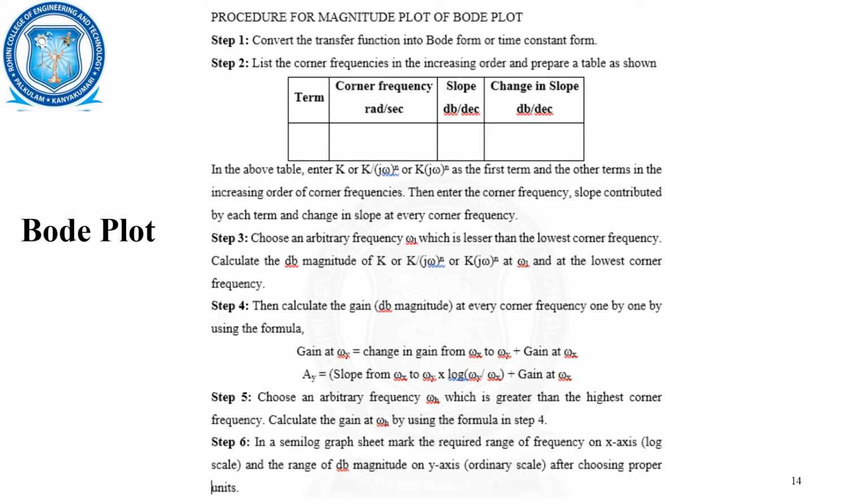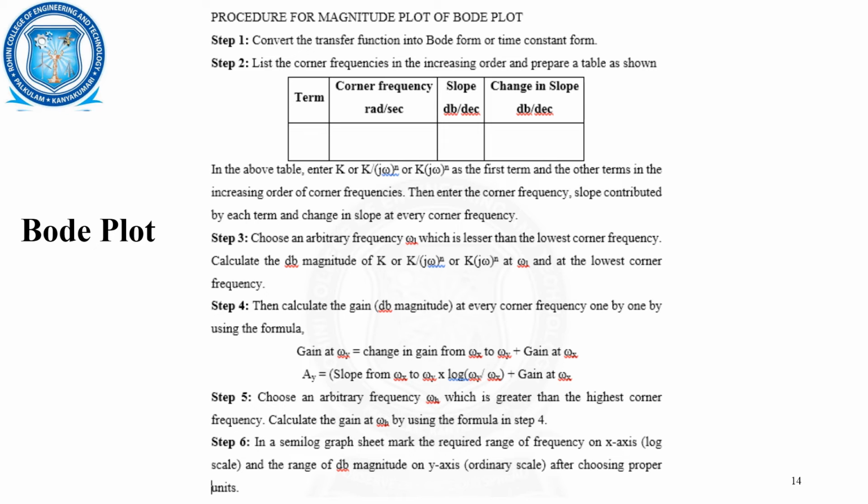Next, let us draw this table. Here we have the corner frequency, the slope, and the change in slope. The corner frequency is nothing but the frequencies present in the system itself. We have already discussed five factors. A constant factor will not have any frequency. Next are the derivative factor and the integral factor. The integral factor consists of a 1 by j omega term, and the derivative factor consists of a j omega term. Similarly, we have the first order factor and then the second order factors.